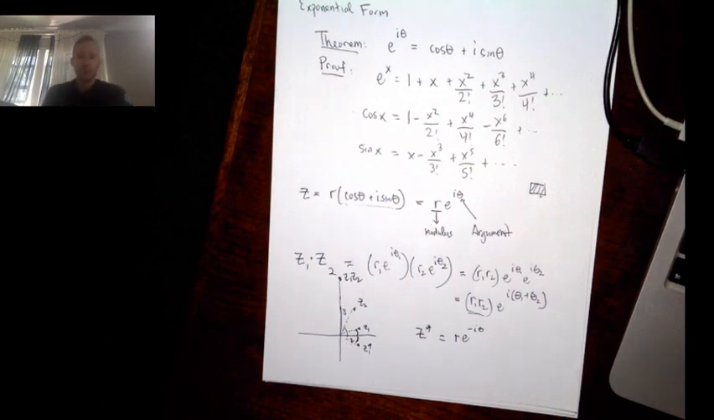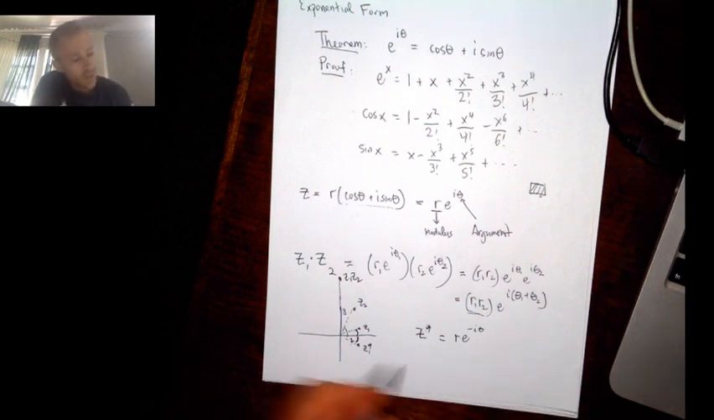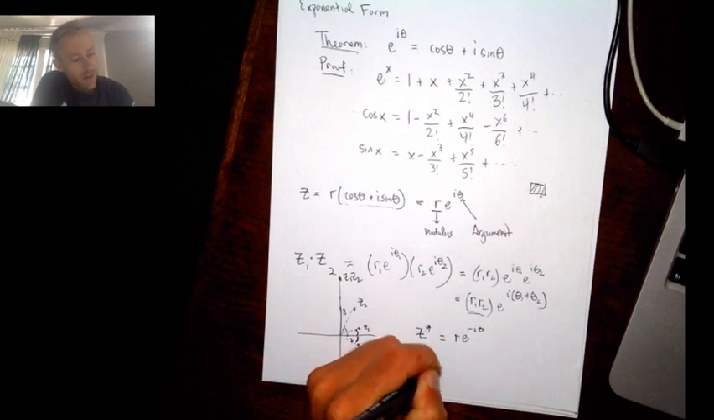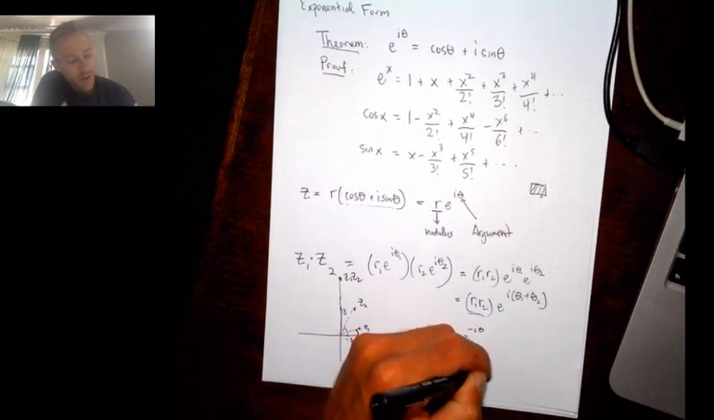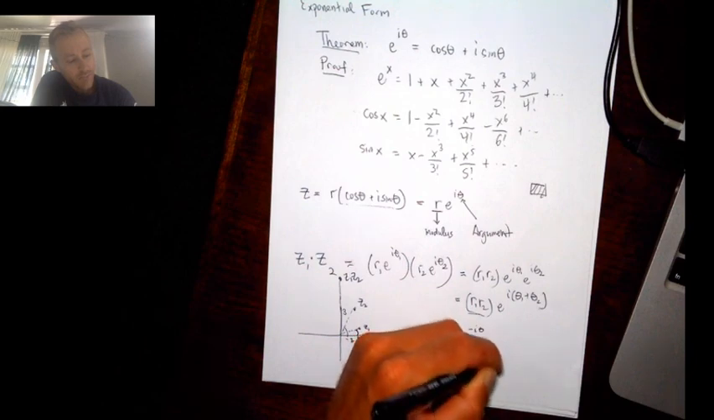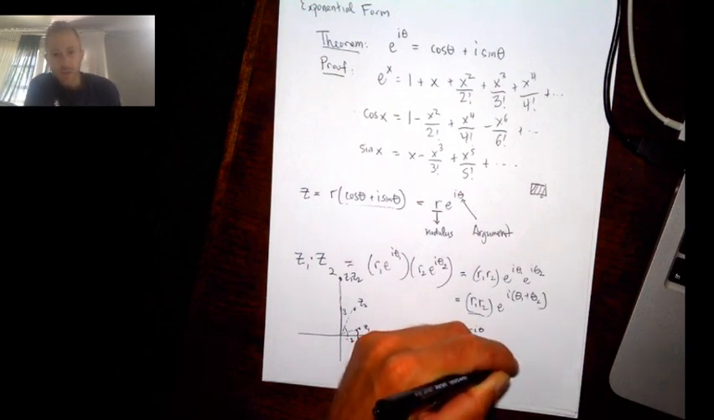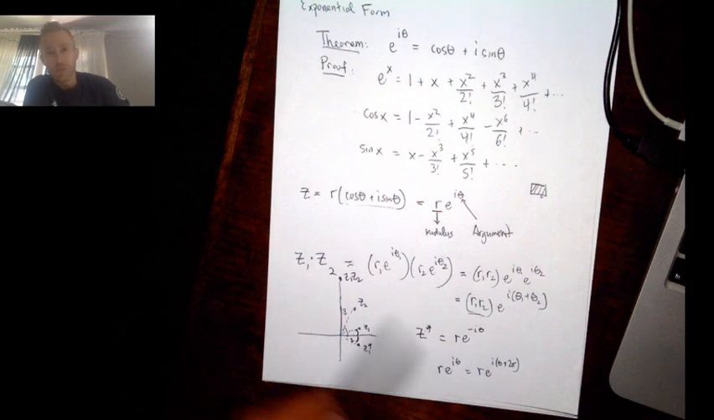One thing about the argument is that it's only defined up to 2 pi. So r e to the i theta is equal to r e to the i theta plus 2 pi, because that would mean you went around the circle an extra time. So adding 2 pi to the argument does nothing to the complex number.